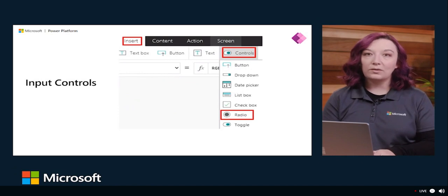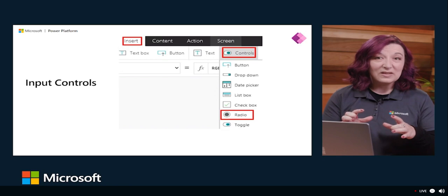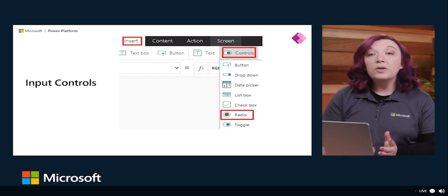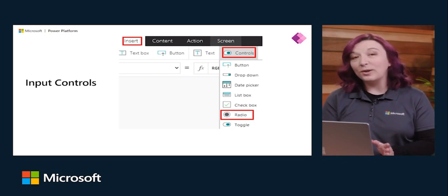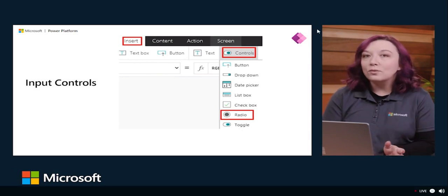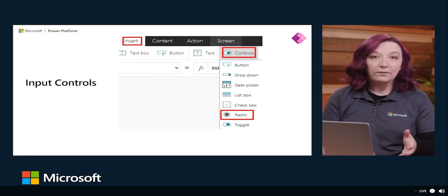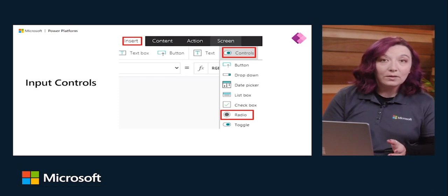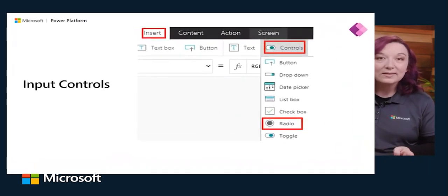Next, we have input controls. We know that not everything in your app is just going to be text. Sometimes you need your users to select a button or a drop-down. Maybe you need them to pick a date or check a box. You can put those anywhere in your app, and you can determine how those inputs impact your data sources. And if you already have these components as a part of your Dataverse or SharePoint, those will be automatically built into your app. So you don't have to make any changes to represent how it works in your data sources.